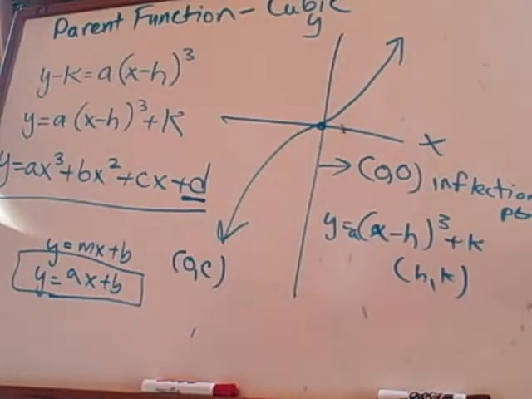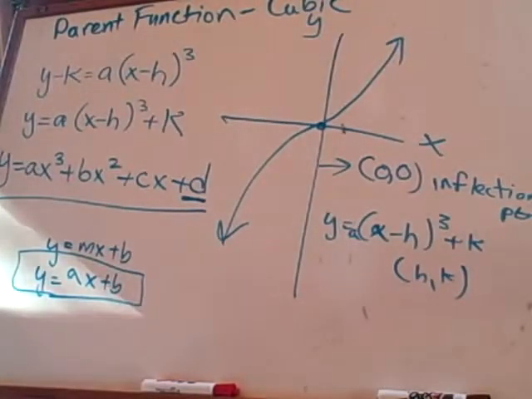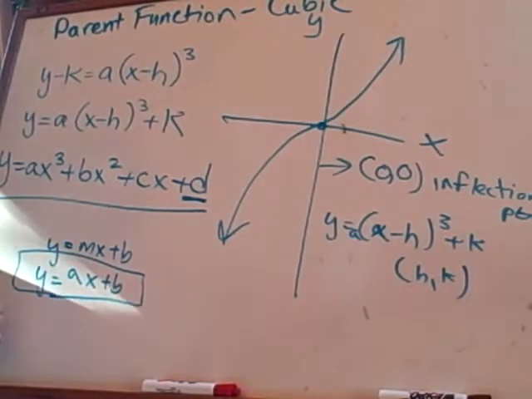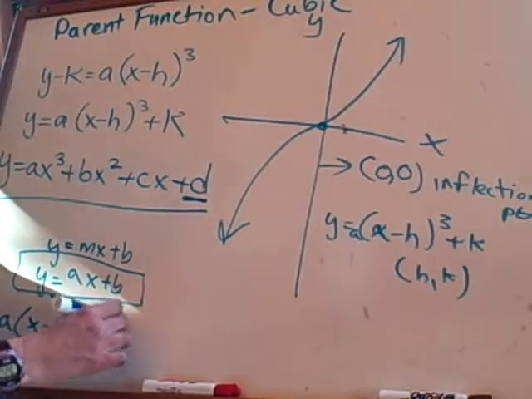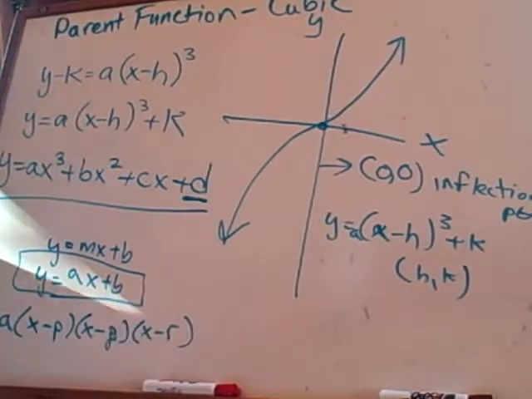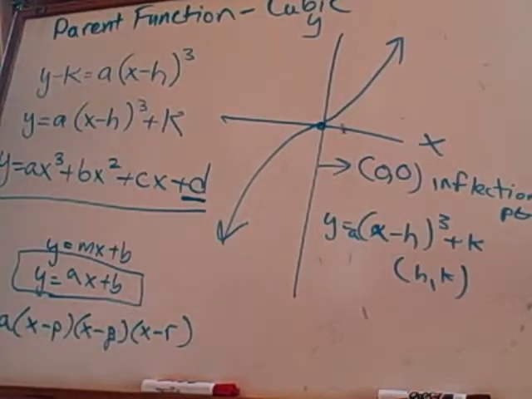Would 0 comma d be a locator point? No. And also, is there something like the intercept form for cubic? There is, it would be y equals a, but we don't normally use it. (x minus p)(x minus q)(x minus r). That would probably do it. This would tell you the zeros where it crosses, right?